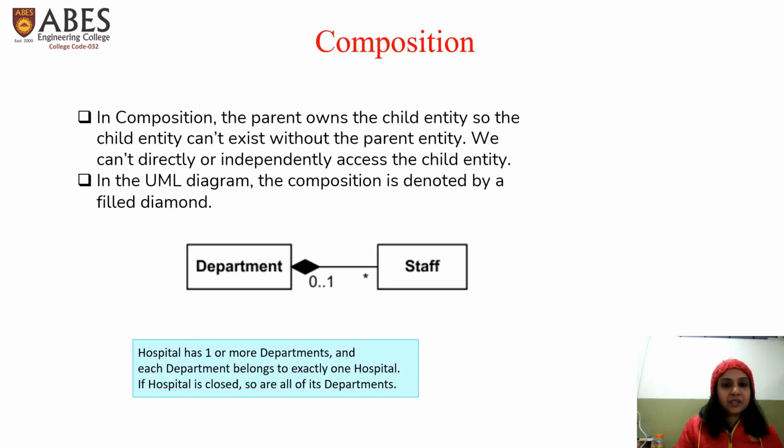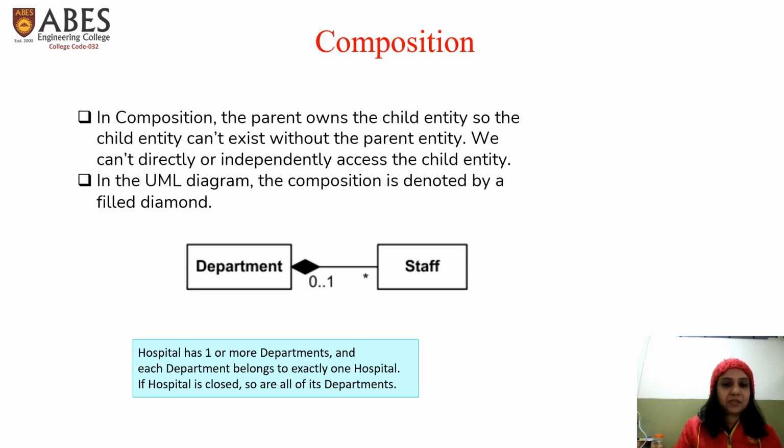The next form of relationship is composition. In composition, the parent owns the child entity, so the child entity cannot exist without the parent entity. We cannot directly or indirectly access the child entity. In a UML diagram, composition is denoted by a filled diamond.